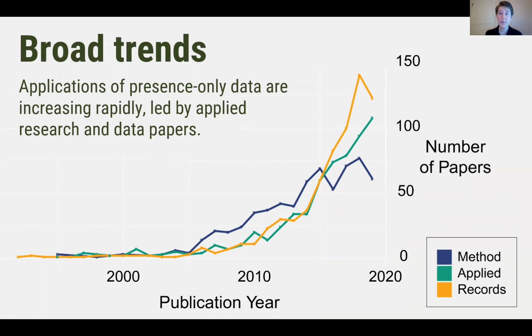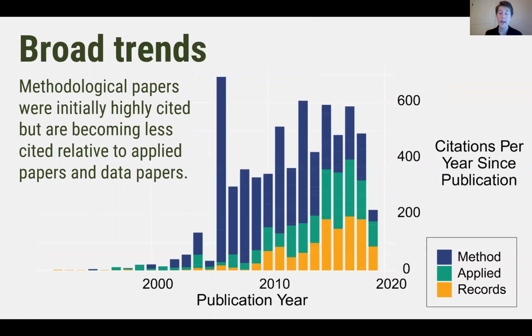So in terms of broad trends, we saw that the use of presence-only data has really increased over the last 15 or so years. And by breaking the data set into broad topics, we saw that at first this growth was more led by methodological papers, but recently applied research and data papers have become more common. Methods papers were also very highly cited at first, but their relative citation rate has dropped off in recent years. Now, this might suggest that applied researchers still cite more established methods more often, while newer methods might be taking longer to catch on.